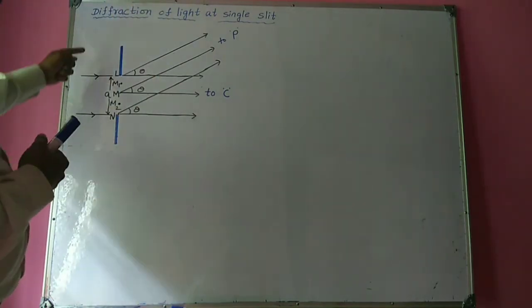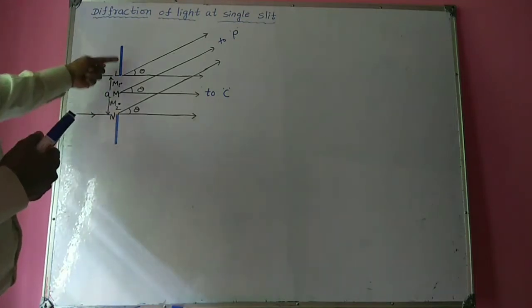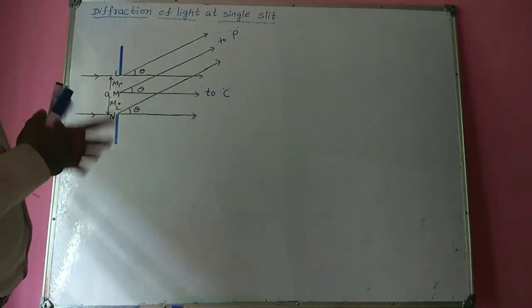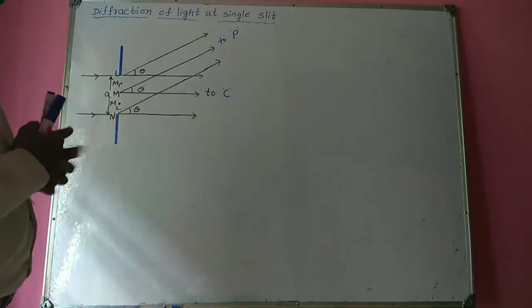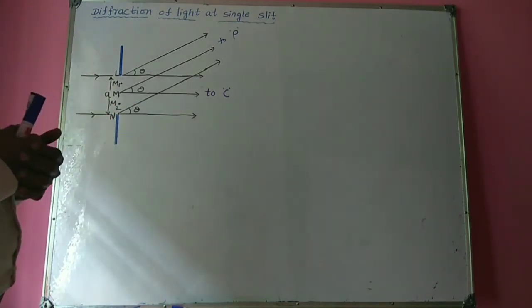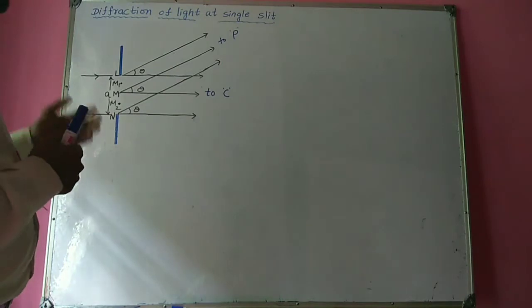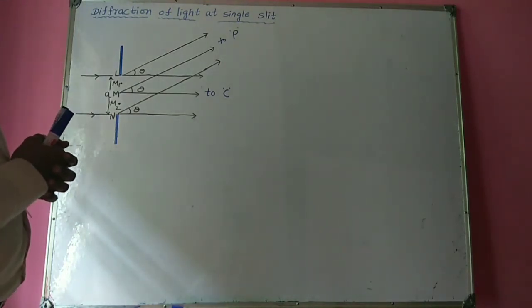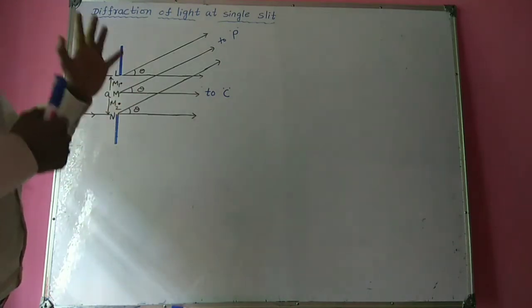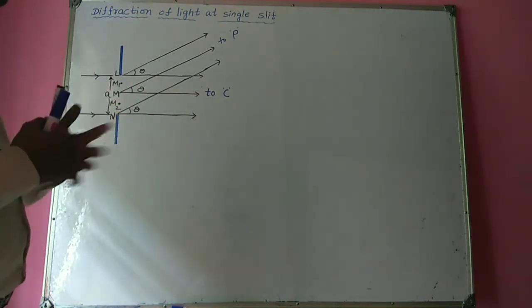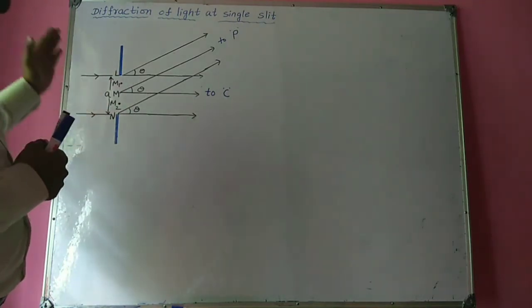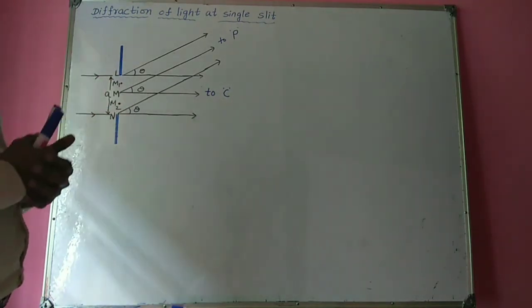Now let us consider a slit LN. LN is the slit of width A. The width of the slit is A. Now M is the center of the slit. Let us consider a plane wavefront of monochromatic light of wavelength lambda incident on the slit.